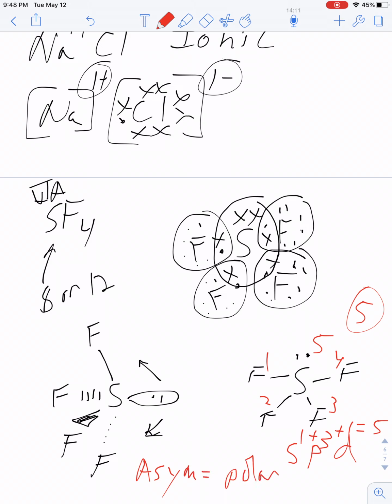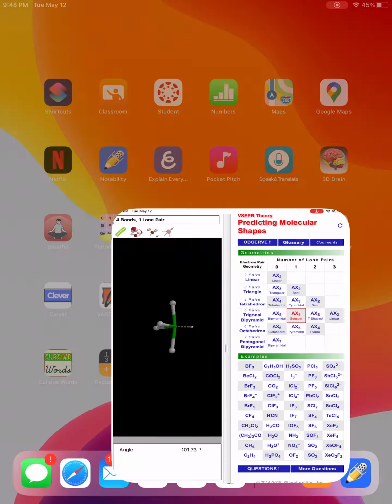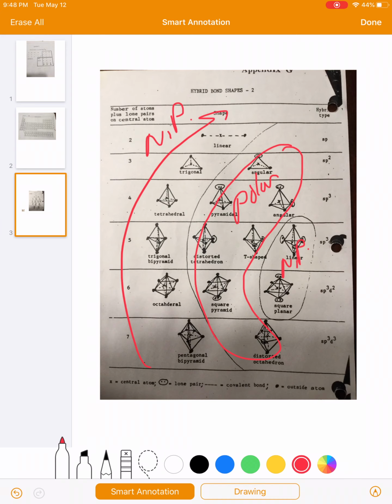Okay? Now I'm just going to let you in on a little hint. When you go look at Appendix G, all of these are polar. These 2 are nonpolar, and all of these on the outside are nonpolar. Okay? So that's one way you can remember it.